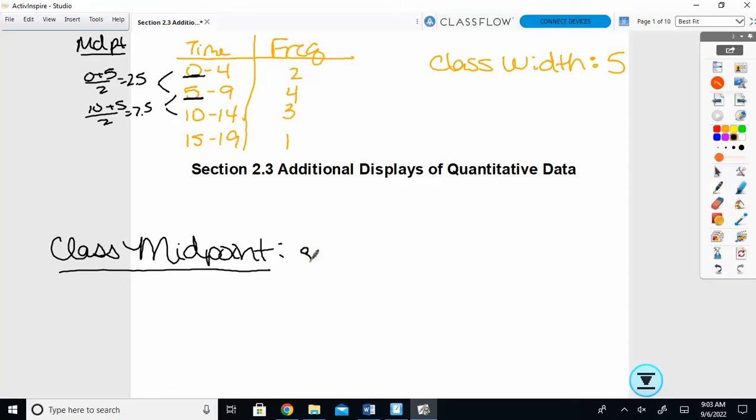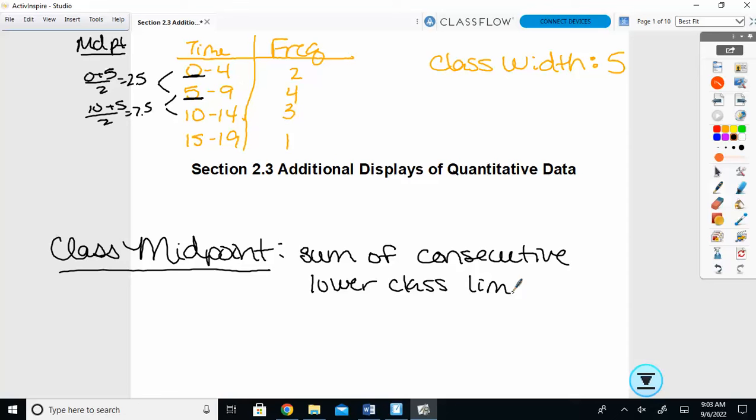We take the sum of consecutive lower class limits and divide by 2. Or it's just the average. The lower class limits is where the class starts, so the upper class limit would be where it ends.